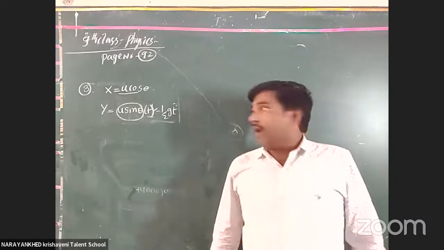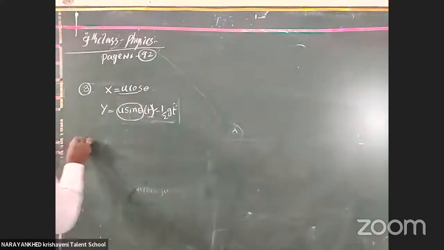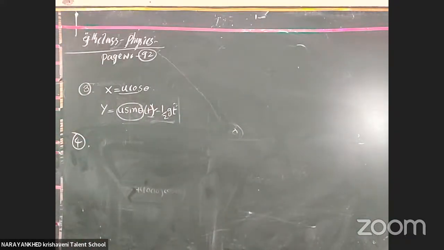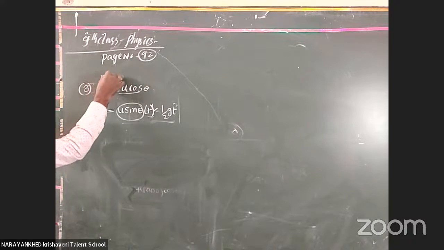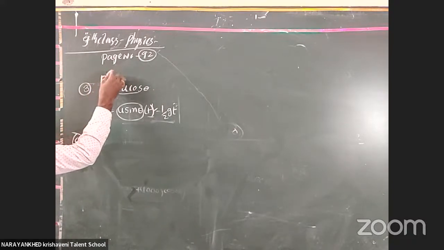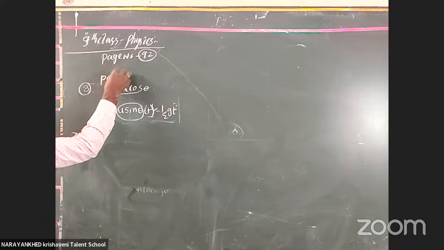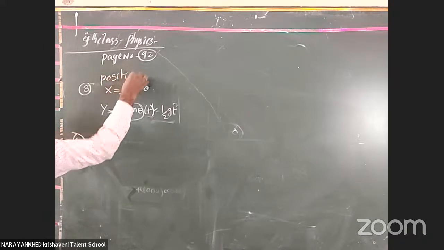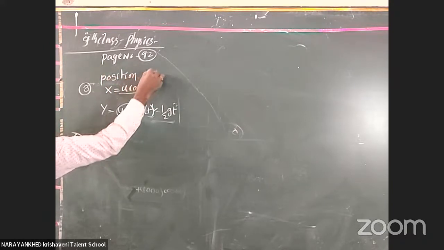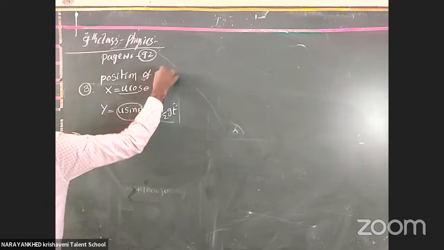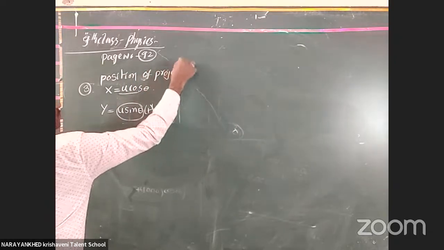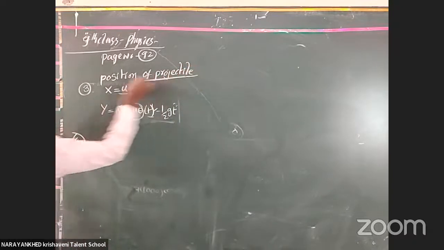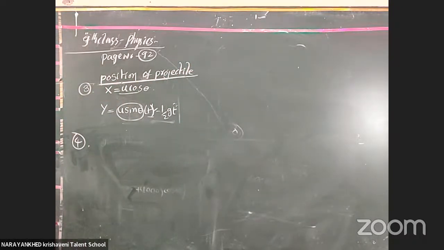Got it? Now there is a fourth point. What is the fourth point given? Position. Okay, you have to write: position of projectile. Got it or not? Next, here there is the position vector of the projectile after time t.